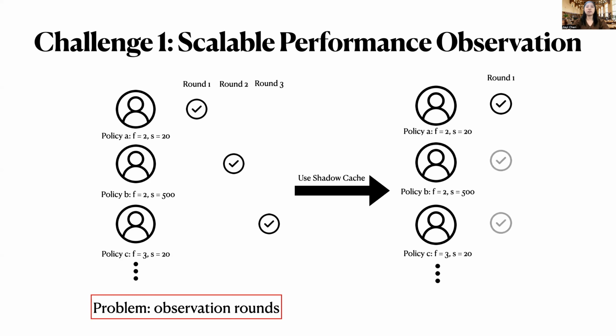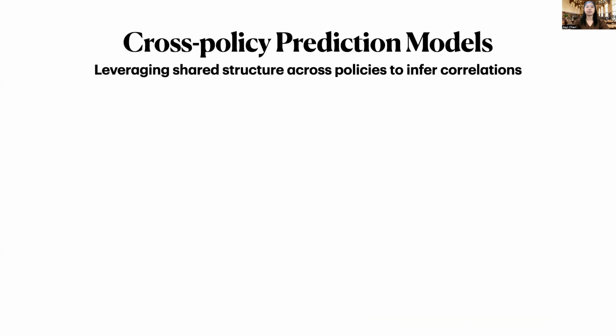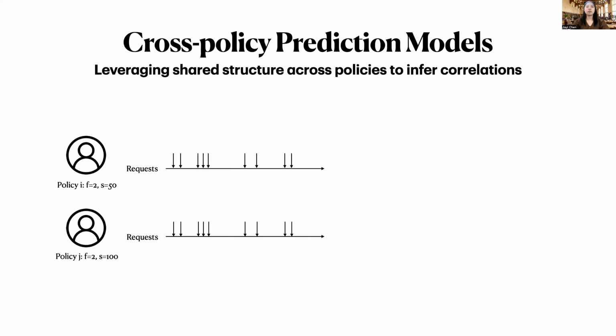They serve as a means to simulate the cache behaviors of all non-deployed policies concurrently, but they bring in significant compute and memory overhead. We propose cross-policy prediction models that leverage the shared structure across policies to infer the policy performance correlations. For example, for the request trace shown here, both policy I and J will admit all the red requests with sizes smaller than 50. And policy J would additionally admit the yellow requests whose sizes are between 50 and 100. Under similar traffic, the impact of parameter changes in the policy tends to be stable.